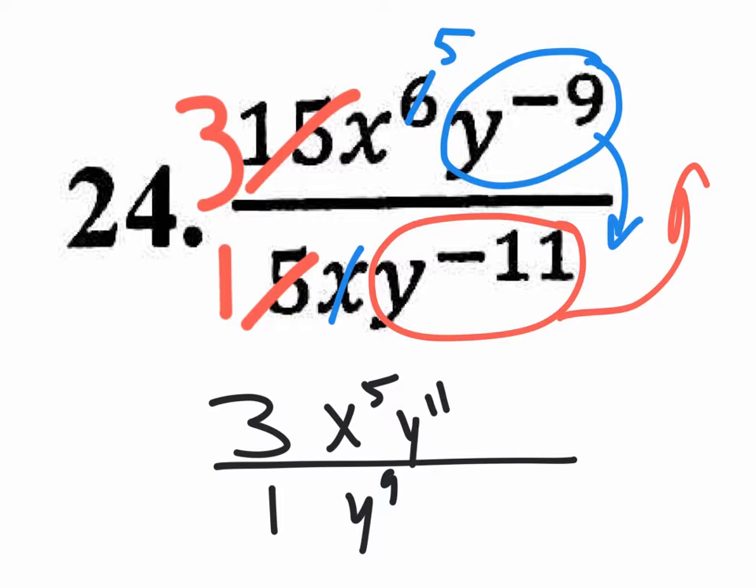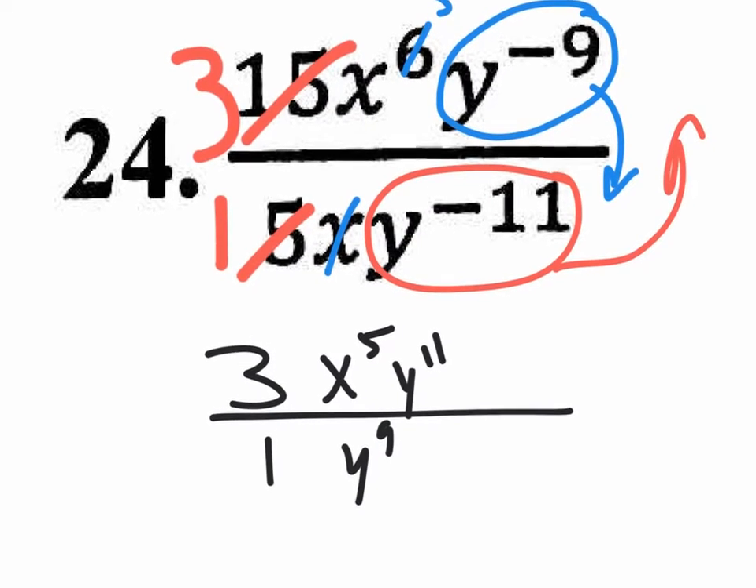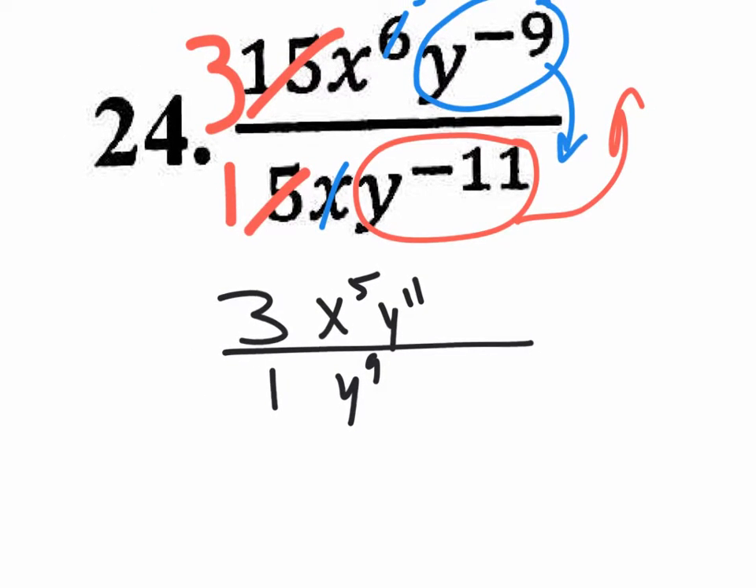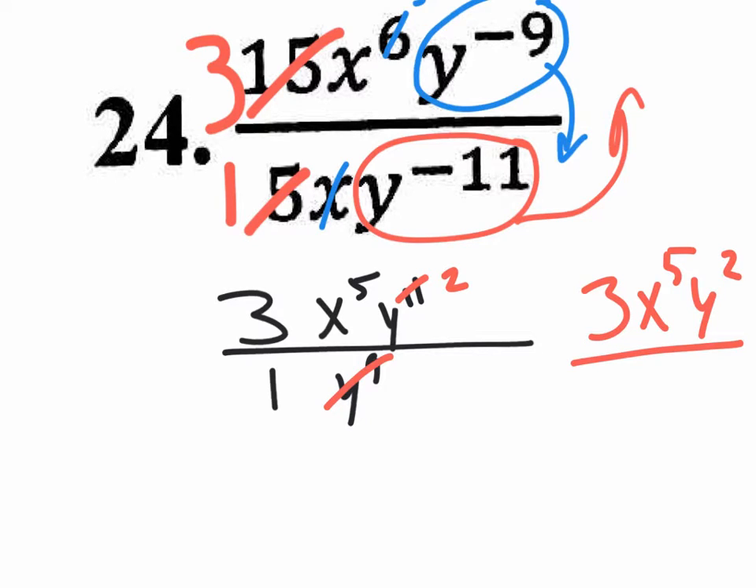Now, I said final answer. I shouldn't have said that, because there's still one more thing to do. What else do I do? What else could I do? Cancel. Cancel the y's. So I have 9 y's on the bottom. All of these 9 y's are going to completely cancel out with 9 of these 11. So I'm going to have 2 of them left over up on top. So my final answer is 3x to the 5th, y to the 2nd. You could put it over 1, but that's kind of unnecessary, because whenever you have just divided by 1, it's that same exact answer. So there's my answer.